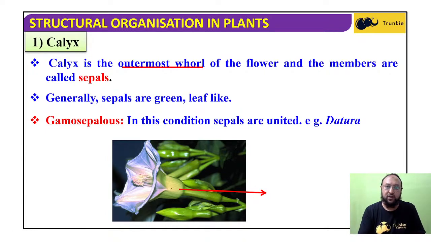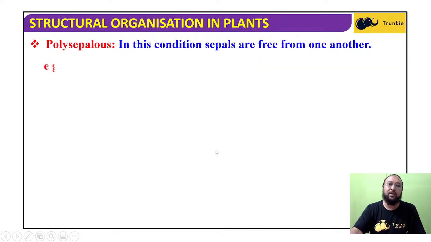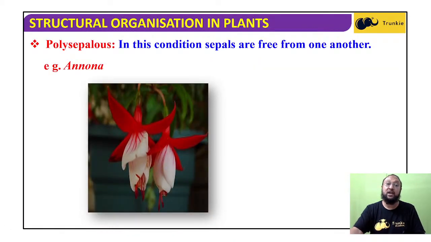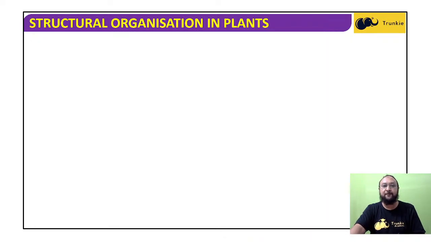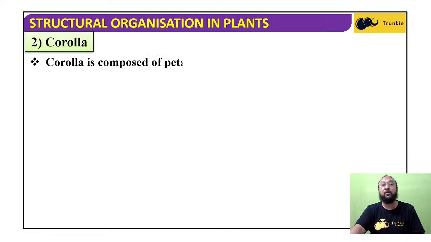But in the previous gamosepalous, you can see the sepals are joined. They are not free, they are fused end to end, adjacent. So this is gamosepalous calyx. In the case of polysepalous, each sepal is separate and not fused end to end. An example is annona. Similarly in corolla, like gamosepalous, here it will be gamopetalous.